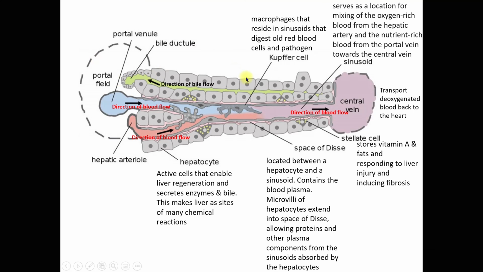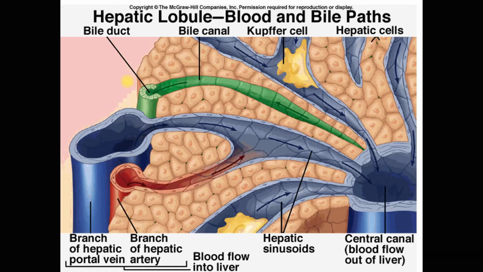Alright, then please take note of the direction of the bile. Bile is secreted by hepatocytes, and this bile will flow towards the bile canaliculi into the bile duct, and eventually to the gall bladder. Alright, so this diagram here depicts the direction of the blood and the direction of the bile, which is vice versa. Okay, so that's it for today. All right, happy studying.